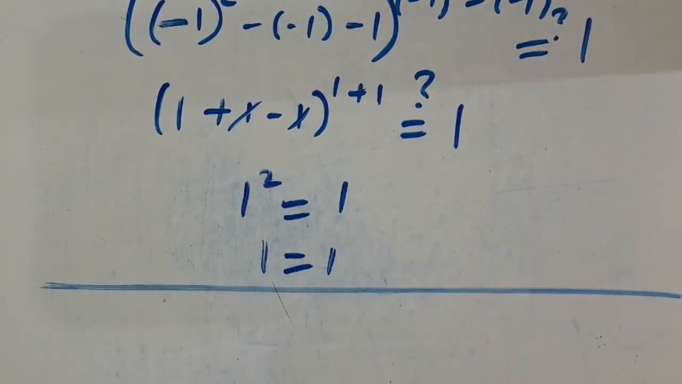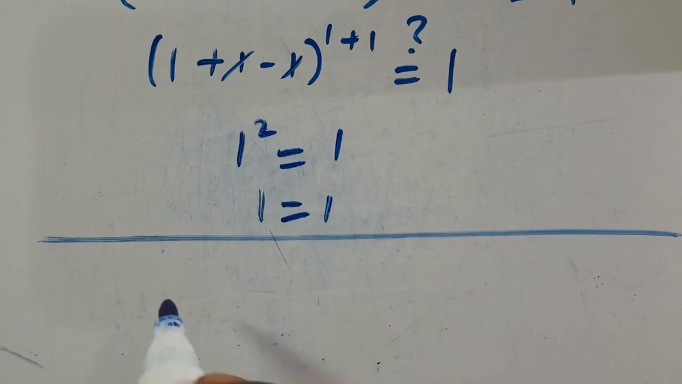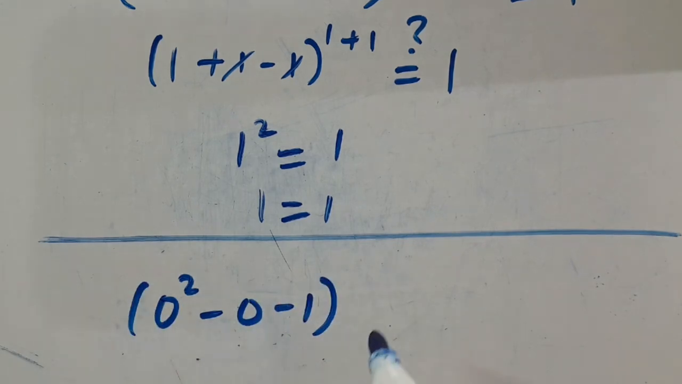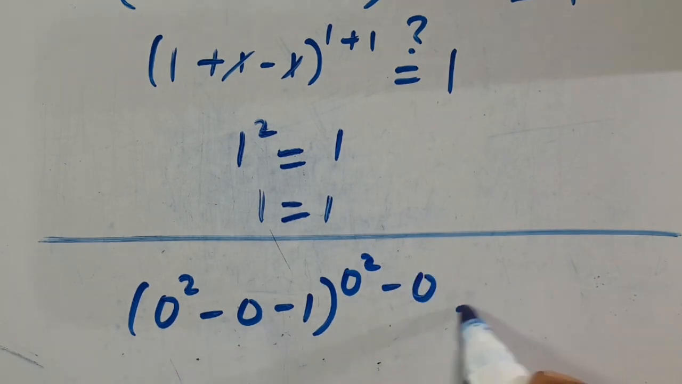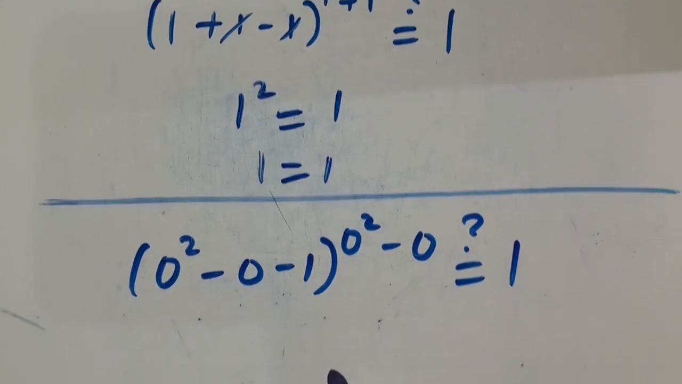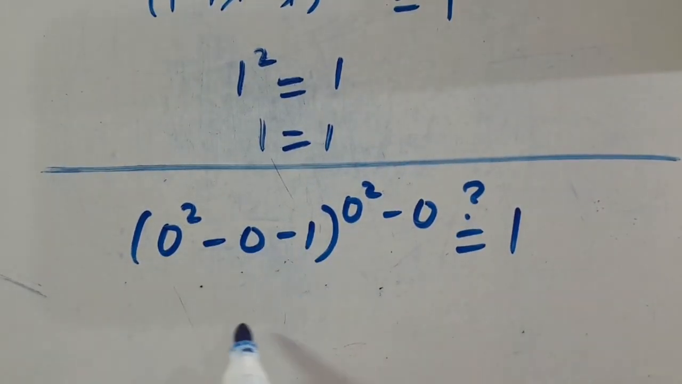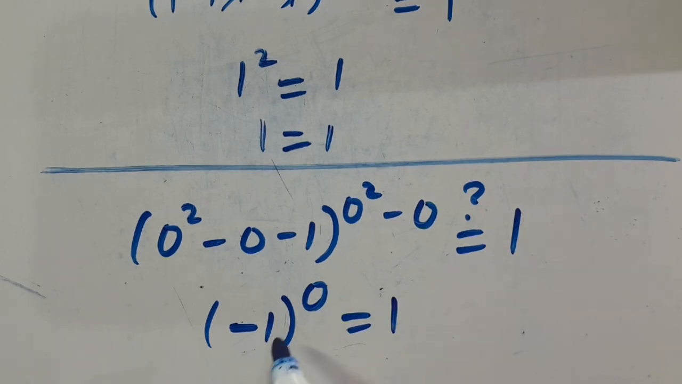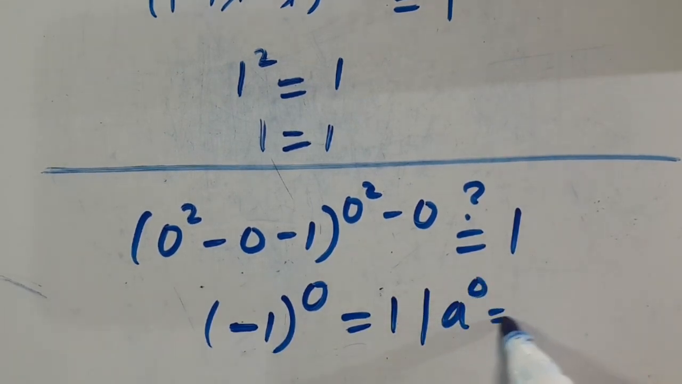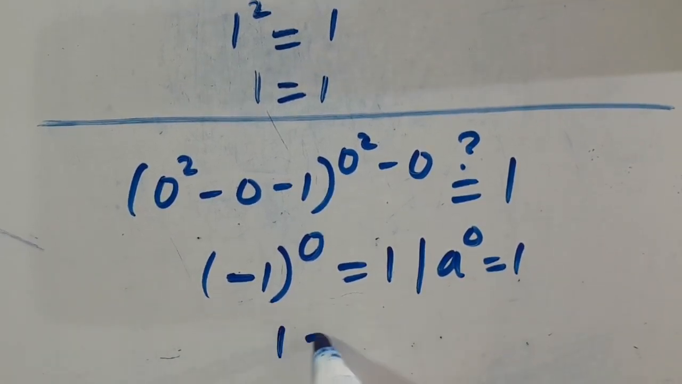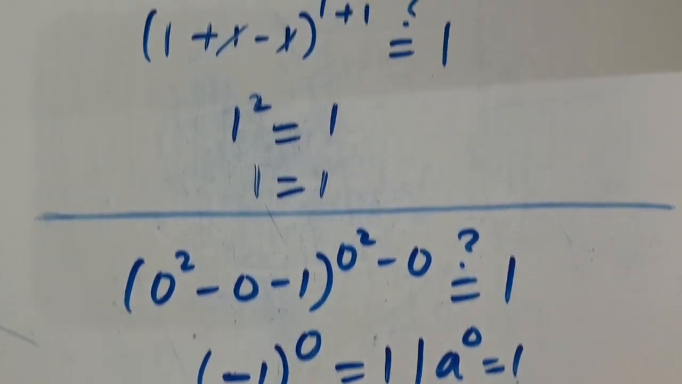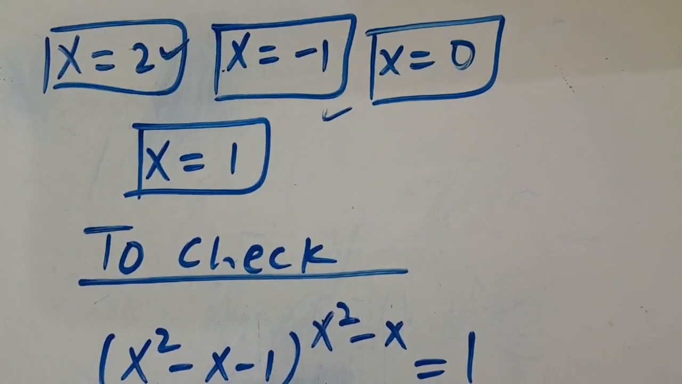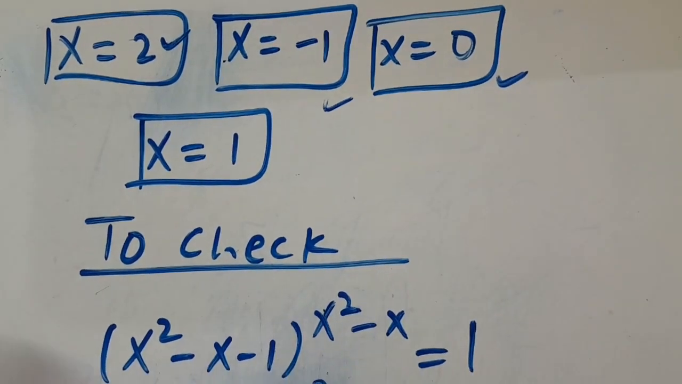So we are going to have here 0 squared minus 0 minus 1, all in parentheses. Here will be 0 squared minus 0. Then is it going to give us 1? 0 squared minus 0 minus 1 will give us minus 1, all to the power of 0, which is equivalent to 1, because any number raised to the power 0 will give us 1. So here will be 1 equals 1. So this is also true for the value of x equals 0. So let us also test for x equals 1.